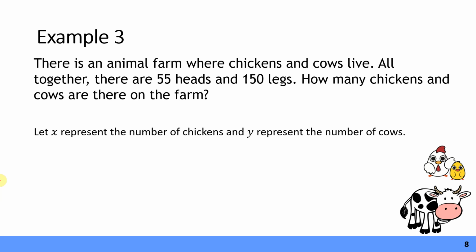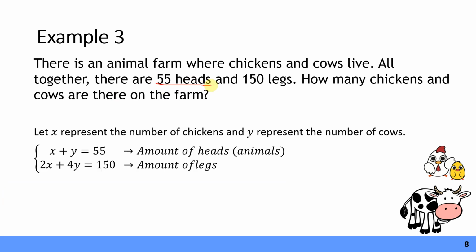So first, just like any other problem, the first equation has to represent the total. So I know that my X plus Y is going to add up to the 55 heads, right? Because that is another way of saying that there's 55 animals, because every animal has one head. Hopefully you knew that. So X plus Y is going to be 55 because that's the amount of heads or the amount of animals. And then the other equation is going to come from this really weird thing that he told us, right? We know that there's 150 legs.